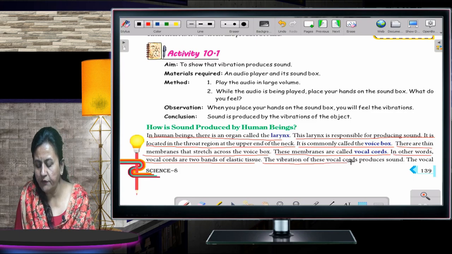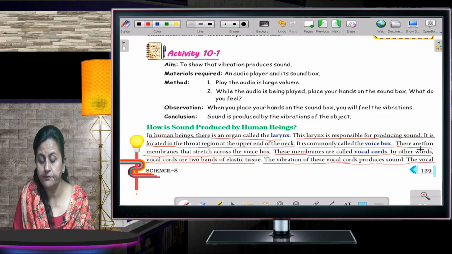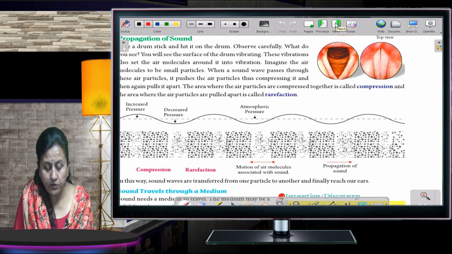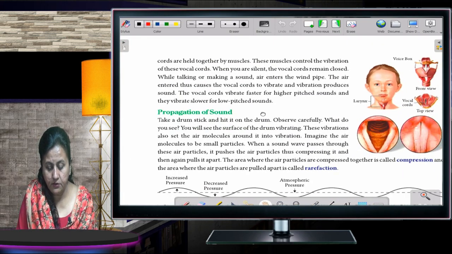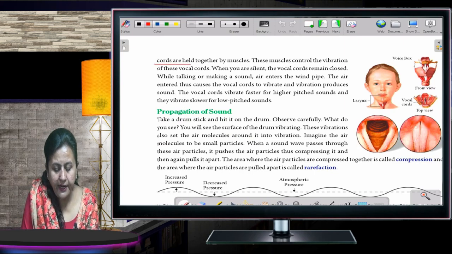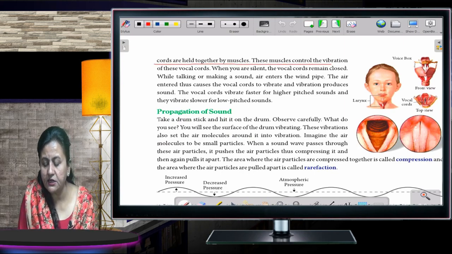The vibration of these vocal cords produces sounds. The vocal cords are held together by muscles. These muscles control the vibration of these vocal cords.